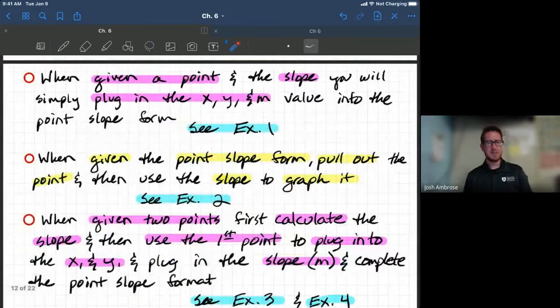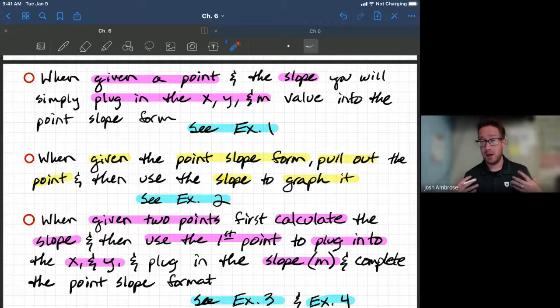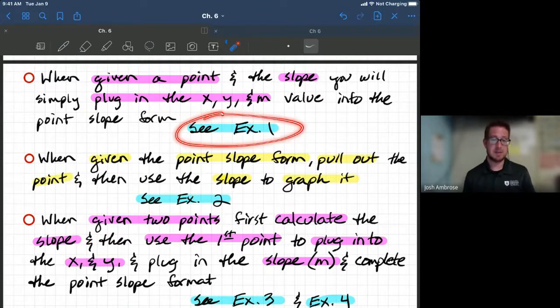Okay, guys, when I highlight these notes, that's me highlighting the most important parts of the statements. So make sure that at the minimum, you are at least reading the highlighted parts. When you're given a point, that's x comma y, and you're given the slope, and then they say, write this in the point-slope form, well, they gave you every part you needed. You're just going to plug it in. You're going to see me do that in example 1.